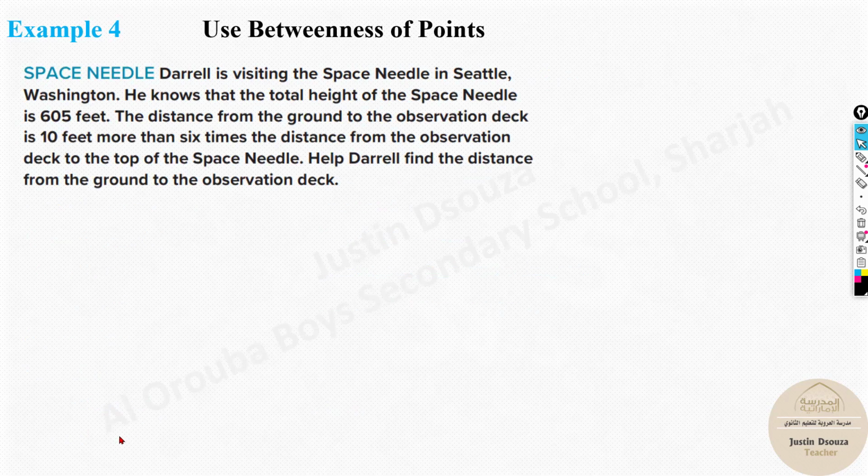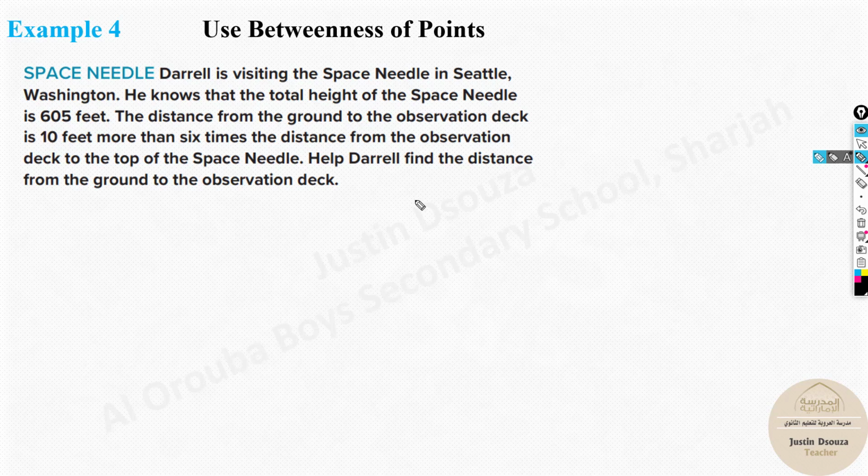We have a real world problem here. Daryl is visiting the Space Needle in Seattle, Washington. He knows that the total height of the Space Needle is 605 feet. The distance from the ground to the observation deck is 10 feet more than 6 times the distance from the observation deck to the top of the Space Needle.